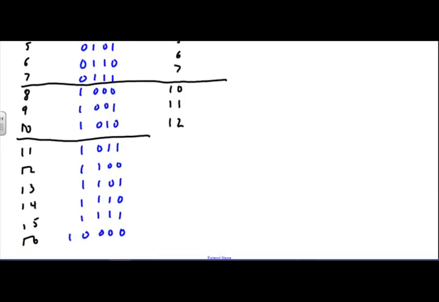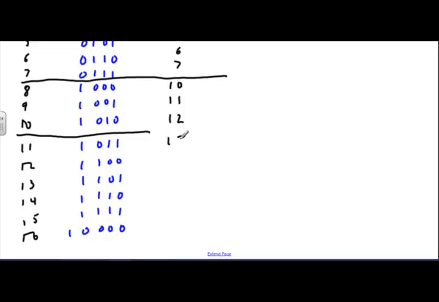Okay. 11 is a 1 and a 3. 12 is a 1 and a 4. 13, a 1 and a 5. 14, a 1 and a 6. 15, a 1 and a 7. 16 is a 2 and a 0. Okay, so that's what I'm doing.